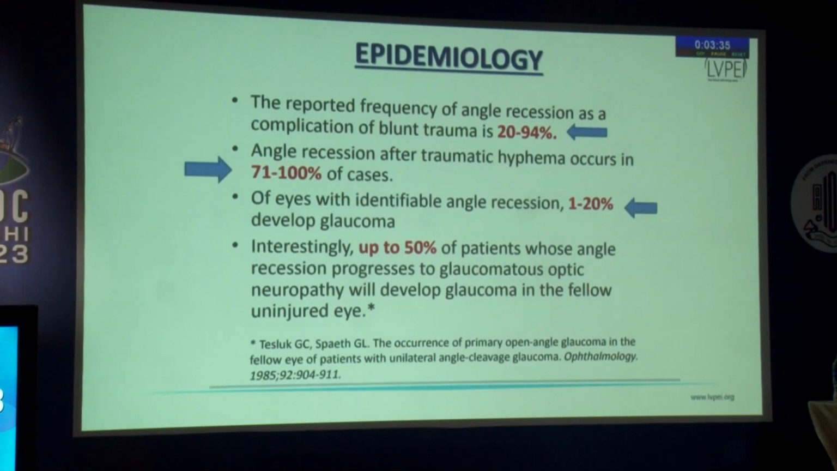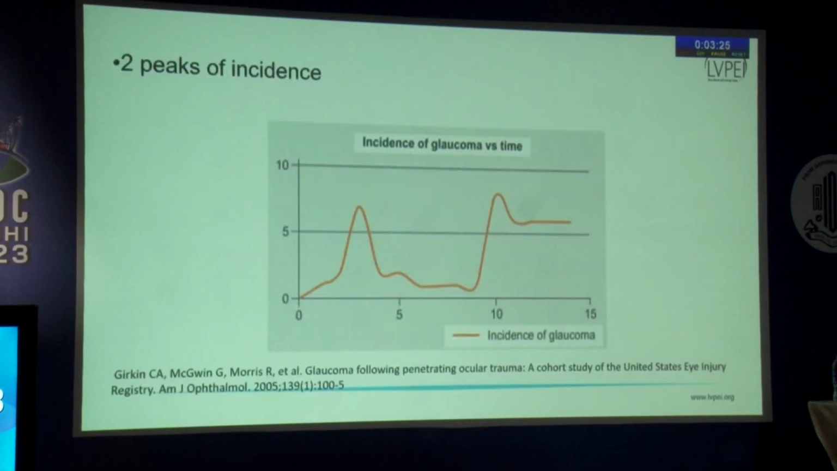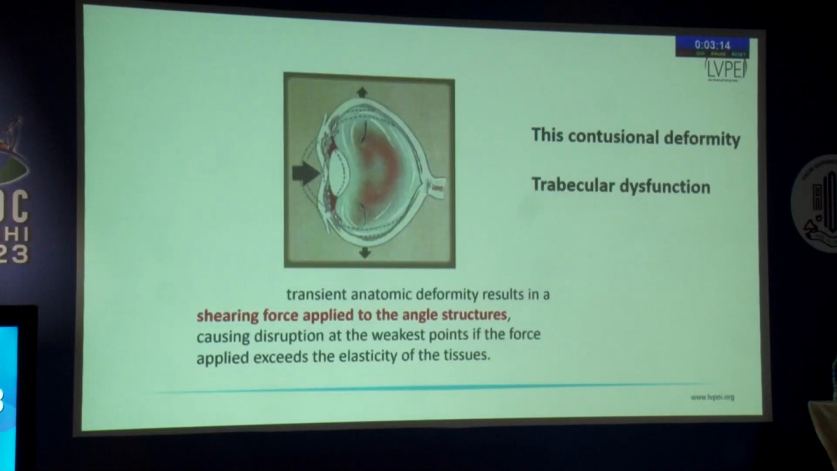And in some studies, it's shown that the other eye also does develop glaucoma, which shows that these patients are actually susceptible to glaucoma from the first. So 2 peaks of incidence are seen. First is initially after the trauma, and also many years after the trauma, which shows that we should follow up these patients regularly. So the mechanism of trauma is similar for both angle recession and hyphema. Because of the contusional deformity, this leads to shearing forces at the angle, leading to the separation of the fibers.